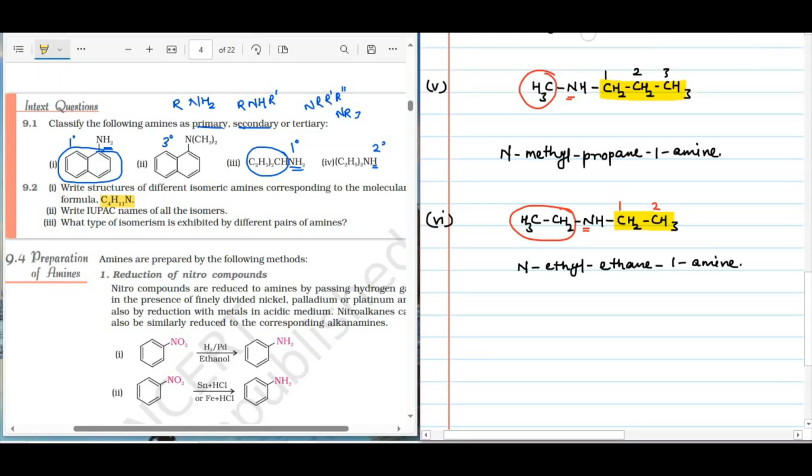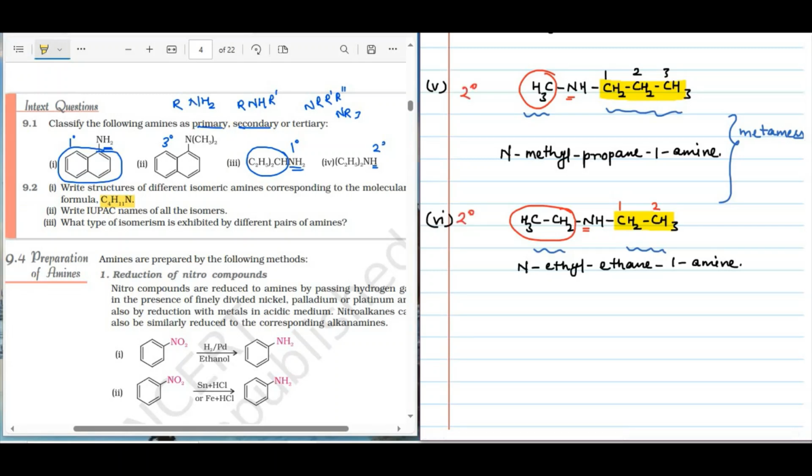In these two structures, when you see, there is a change in the alkyl group. In the fifth structure, propyl and methyl are bonded to nitrogen, while in the sixth structure, an ethyl chain is bonded to nitrogen on both sides. So there is a change in the chain length of the alkyl groups bonded to nitrogen. So that's why these two are metamers. They are metamers. So fifth and sixth are secondary amines.